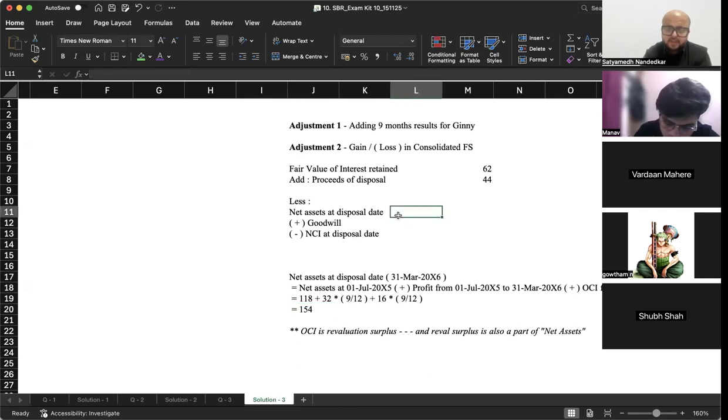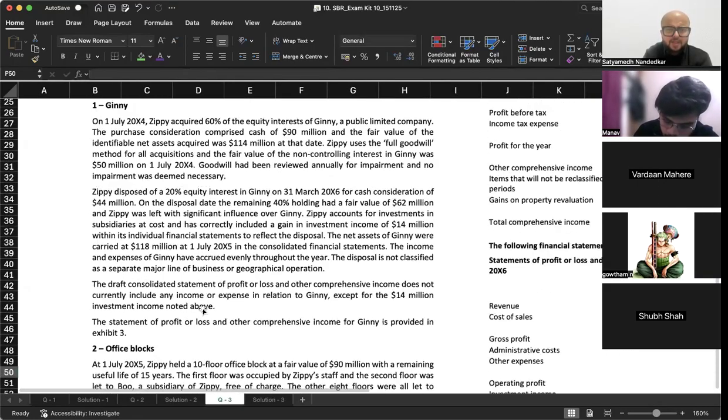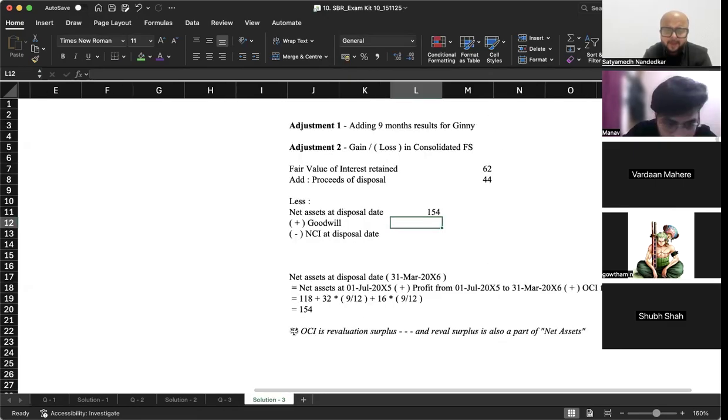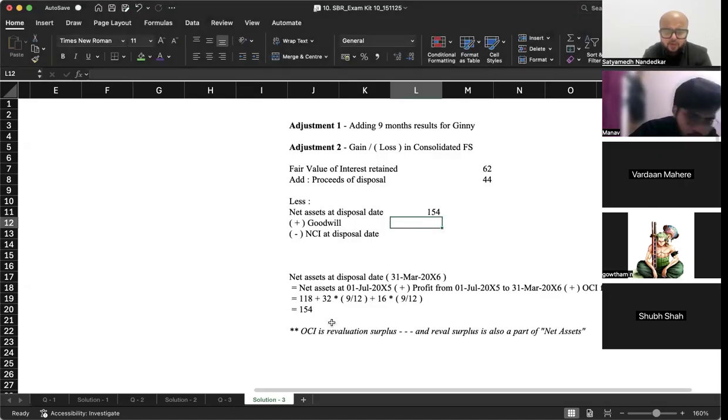154 is net assets at disposal date. ठीक है. Do we have goodwill? I think इधर हमने verbally डिस्कस किया था ना गुडविल कैसे निकालेंगे. Yes sir, एक्विजिशन के टाइम पे 26 का गुडविल, we discussed. And there is no impairment, very clearly.